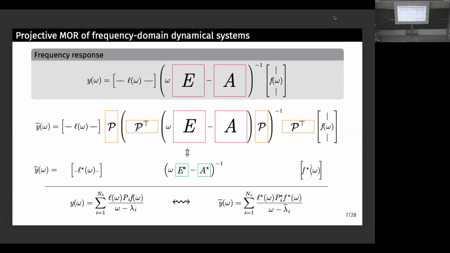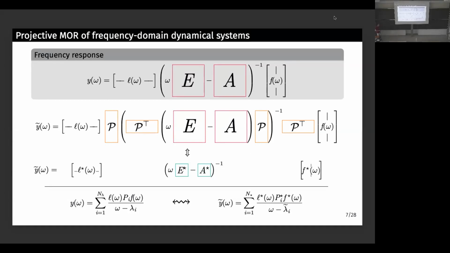Essentially, if P has only a few columns, let's say n star columns, then the resulting system that we get here is actually of size n star by n star. And you can see that evaluating this surrogate y tilde is going to require the inversion of a much smaller matrix than the original one. It's important to note that this is dense, whereas this might be sparse, but if the dimension is sufficiently small, then we don't really care about that.